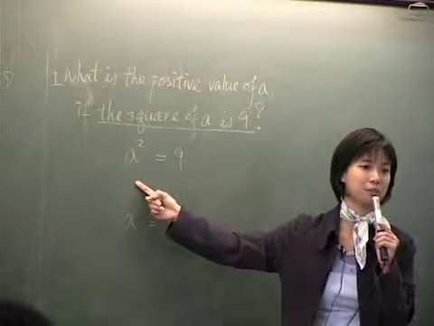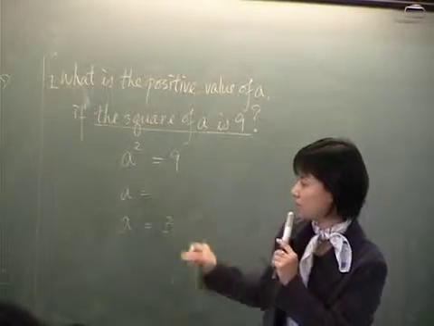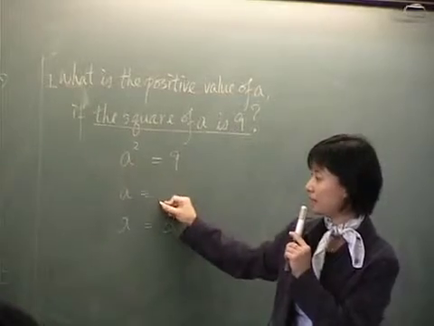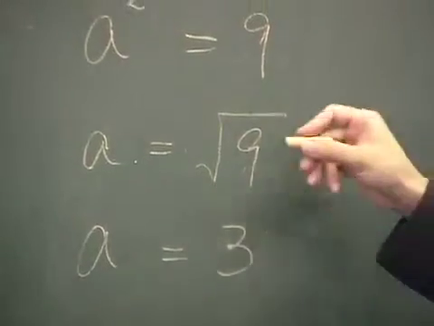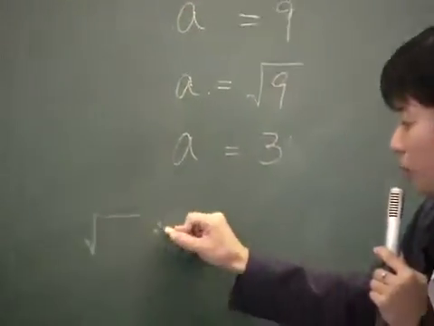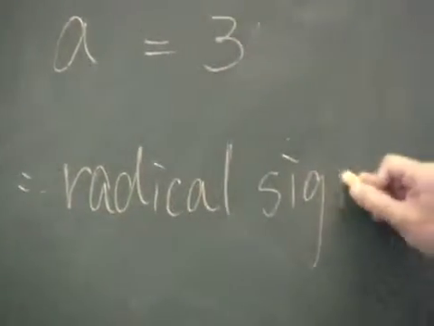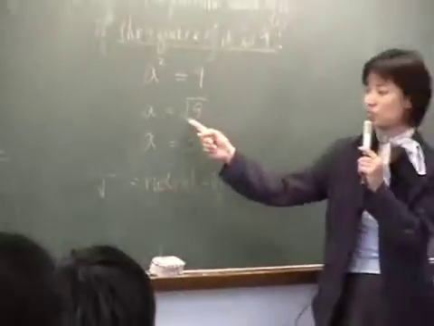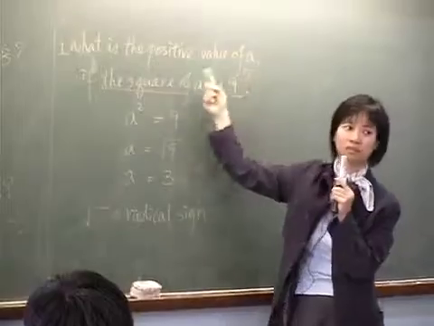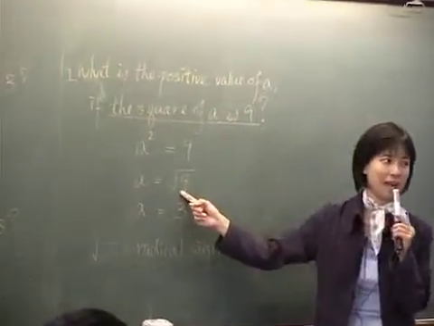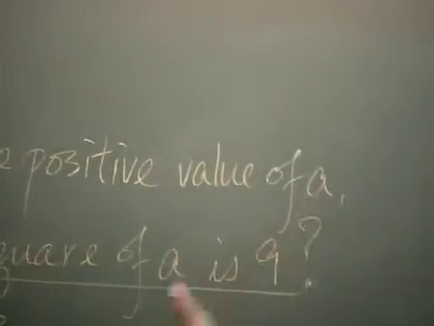I will teach you a step to solve. If you find the value of A, you can write like this. So A, you want to find A, then this side you put square root. This side, we call it radical side. Radical side, okay? So what is the meaning of this radical side? The meaning is the same as this sentence. Square root of 9 means to find a positive value of A.